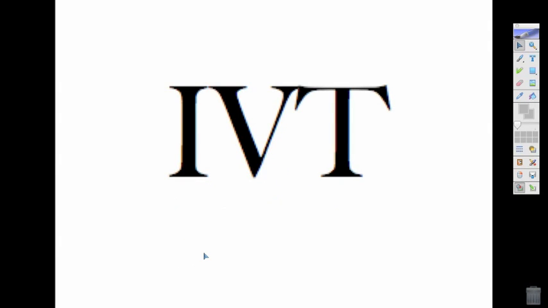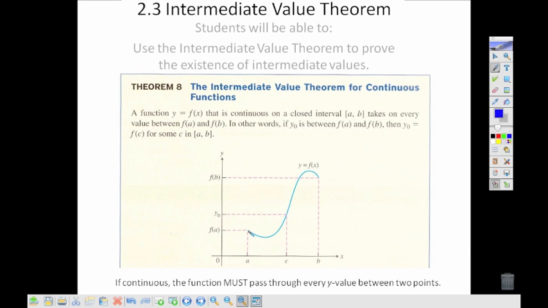IVT. What is IVT? It's the intermediate value theorem. The intermediate value theorem tells us that if we want to get from one value of y to another value of y on a continuous function, we have to pass all of the values of y to get there. Well, it's obvious you can't get from f of a to f of b without crossing k.